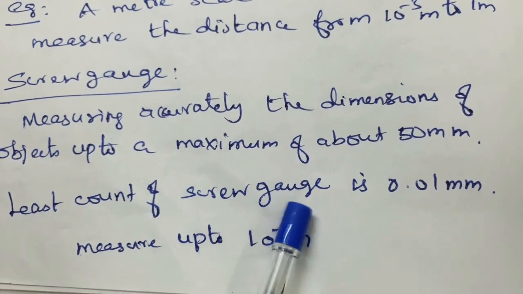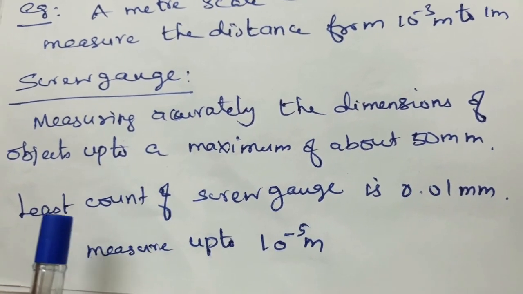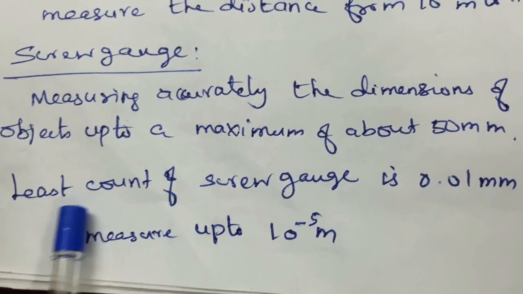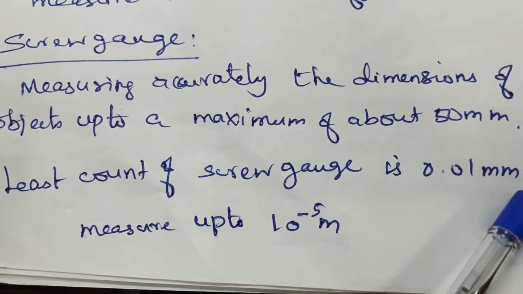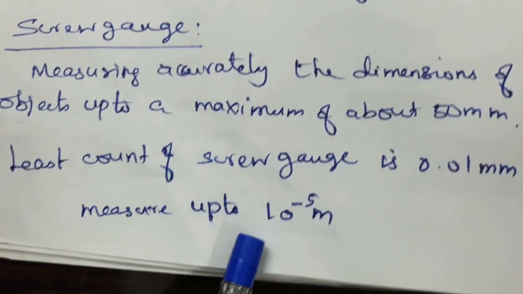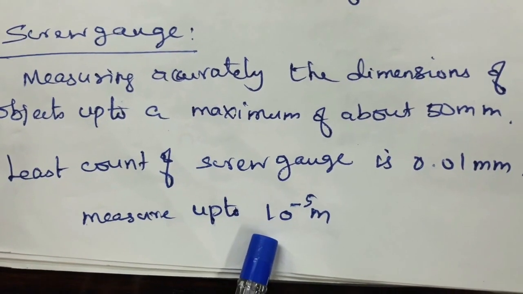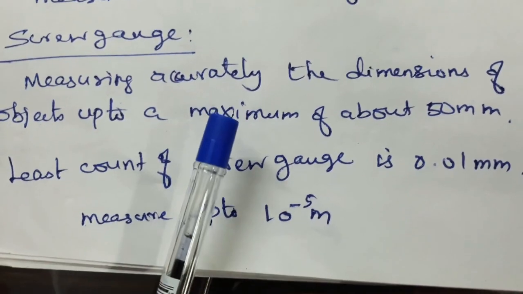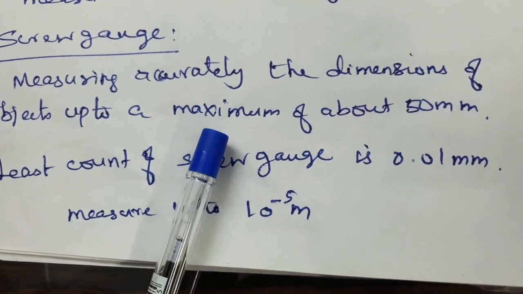The least count of the screw gauge is 0.01 millimeter. What do you mean by least count? The smallest measurement value is known as the least count. The least count of the screw gauge is 0.01 millimeter, that is nothing but 10 power minus 5 meter. So using the screw gauge, we can measure distances down to 10 power minus 5 meter. The principle of the screw gauge is magnification of linear motion using the circular motion of a screw.